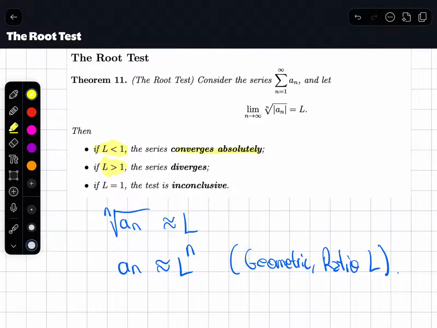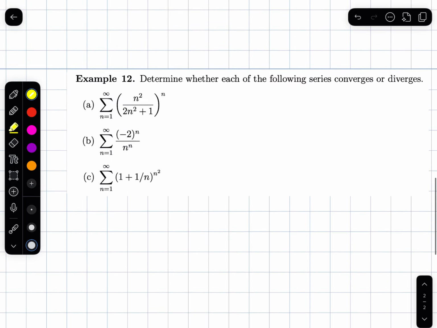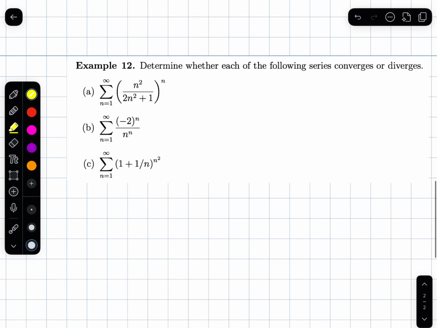And L greater than 1 means it diverges, because geometric series with ratios greater than 1 do that. And whenever L equals 1, then the test is inconclusive for the same reason as the ratio test was. And that's because we can have some alternation going on. So it is unsure what to do here. You just have to use a different test. So, very short video on this. Here are a few examples.